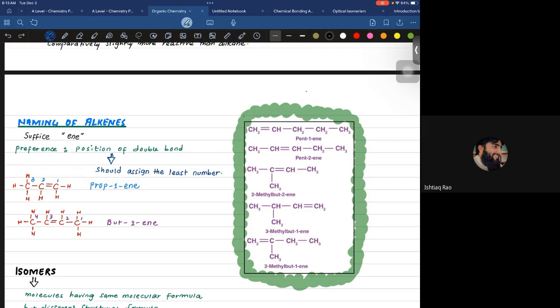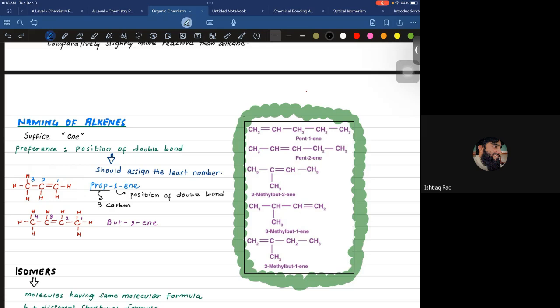Prop means three carbon atoms. One means the position of the double bond. And ene represents the double bond. In this way, you can name alkene.